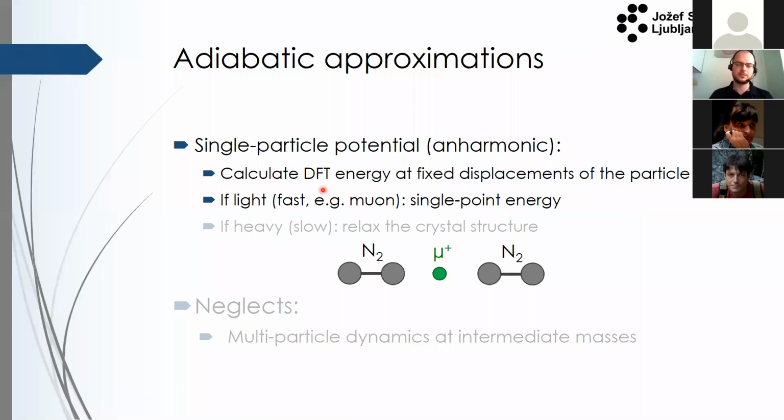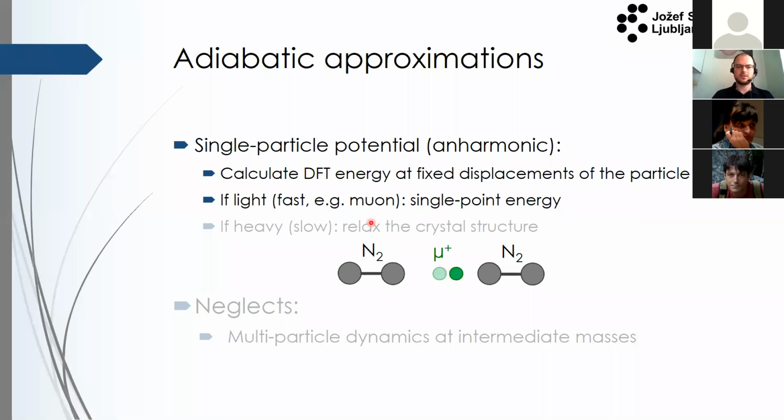So we just calculate the DFT energy, so the electrostatic energy plus the electron energy, for fixed displacements of our test particle, in this case a muon. So if the muon starts here, we can move it along some direction. This is inside the crystal though, and calculate the energy for each of the muon positions without optimizing the geometry in any way, just calculating the total energy.